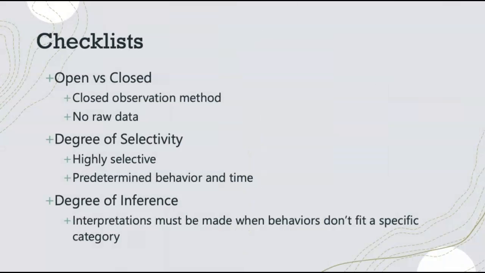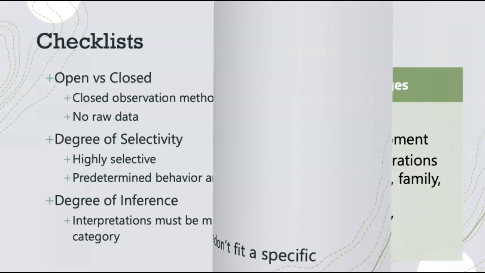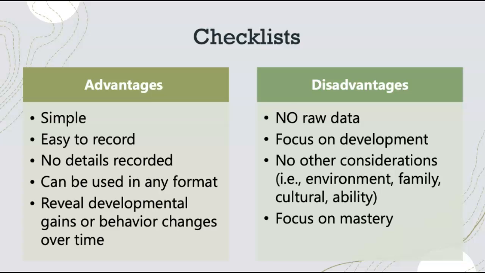When we compare the checklist to previous forms of assessment, we will note that they are closed method. When there is only marks on a paper, no raw data is recorded. They are highly selective. If you are going to count something, you first have to specify what that something is. The behaviors must be identified beforehand. When we refer to the degree of inference, we must define in advance the behaviors or events that properly belong in your observational categories. You will then come across some behaviors that do not fit. And then what?